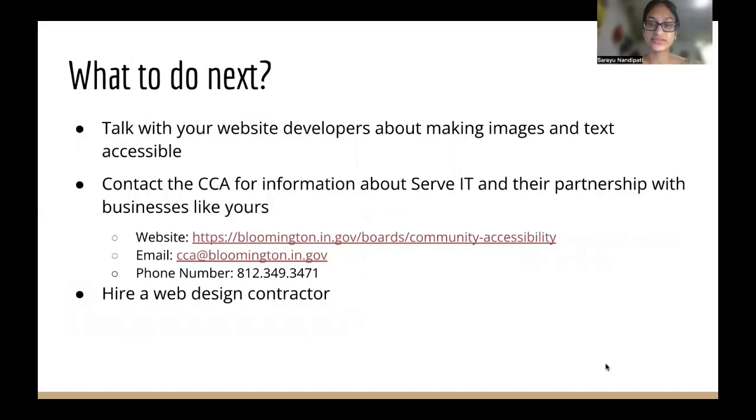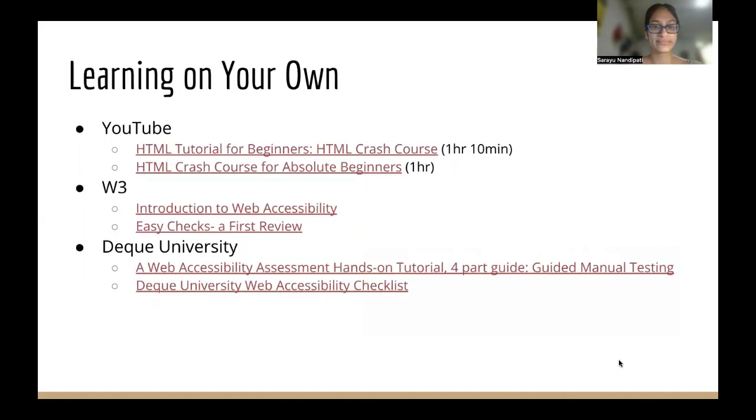Some things that you can do next is to talk to your website developers about making images and text accessible. You can also contact the CCA for information about ServeIT and their partnership with businesses like yours using the website link bloomington.in.gov/board/community-accessibility, the email address cca@bloomington.in.gov, or the phone number 812-349-3471. Lastly, you can hire a website design contractor.